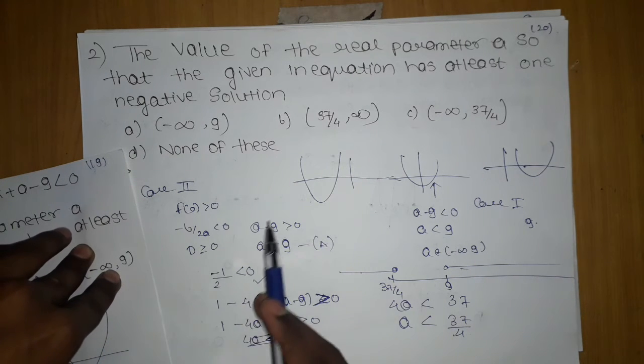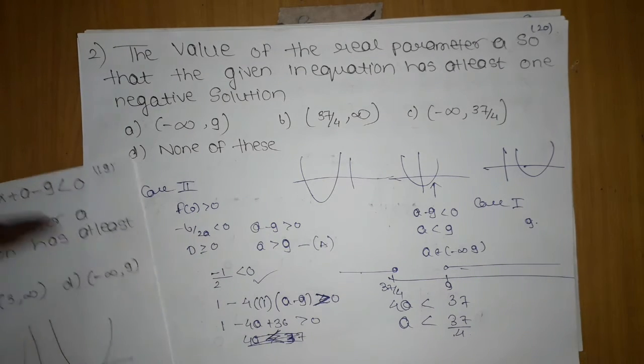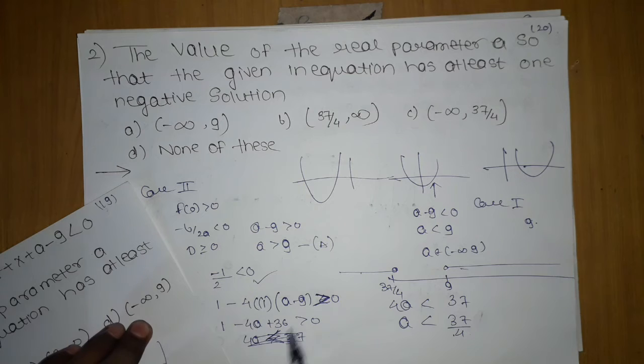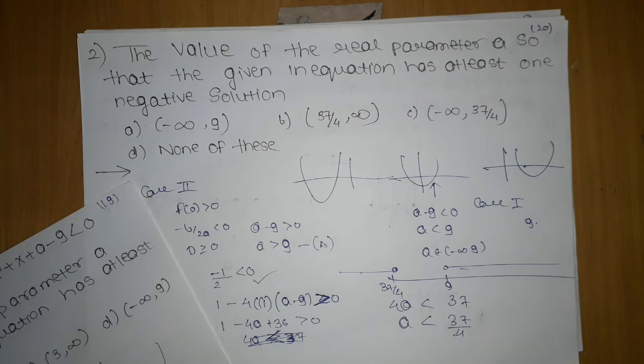Now let me check the inequality. It is less than 0. A minus b, minus 4a plus 36. I moved it that side. 4a, a should be less than, 4 is positive, 37. 37 by 4 is greater than what? So a should be less than. Let me check. A belongs to minus infinity to 37 by 4, and from case 1 it is telling minus infinity to 9.